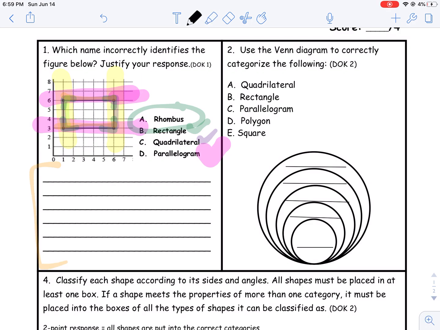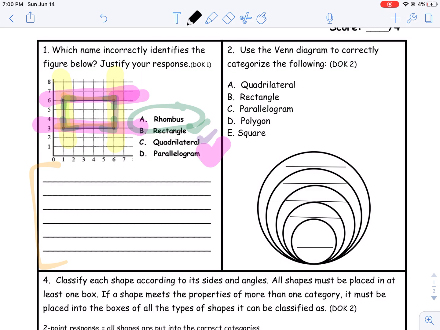Okay, number 2. Use the Venn diagram correctly to categorize the following. So basically, if I look in this big circle, everything inside of that circle is also going to be that one. I am going to start off with saying A is a quadrilateral. All of these shapes are quadrilaterals. That's a rectangle, parallelogram, polygon, and square. Ooh, there's even another one that includes.